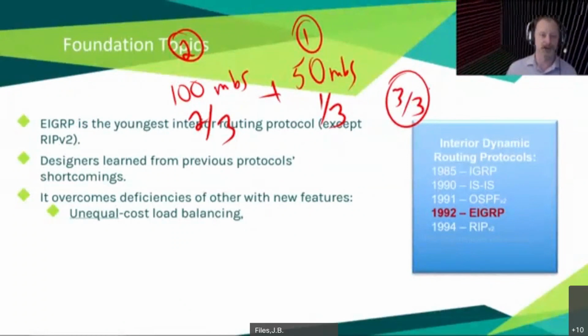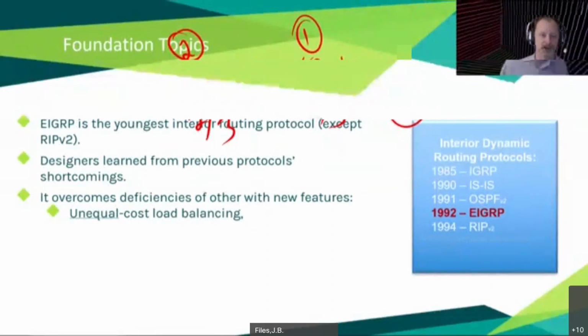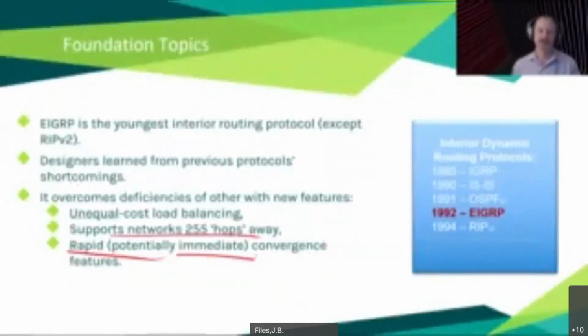Unequal cost load balancing, for networks that are really large and super fast, even immediate convergence.